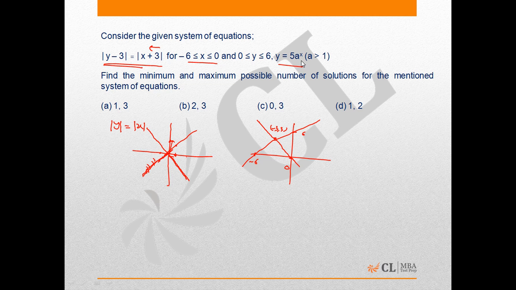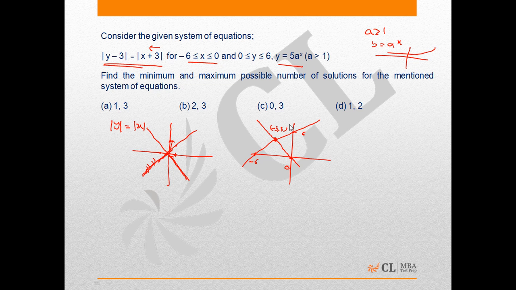Now y equal to 5a raised to the power x. You know that for a more than 1, the graph of y equal to a raised to the power x will look like this. Okay, so multiplying by 5 will give you the same point, so the graph will look like this. The only thing here is whether the graph passes through this point or not, right? As we do not know the value of a here, according to the value of a, the graph can shift either way.